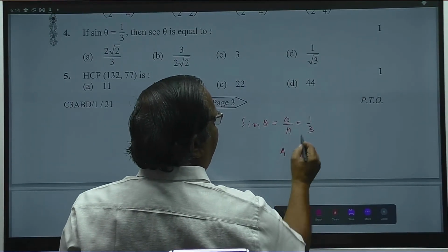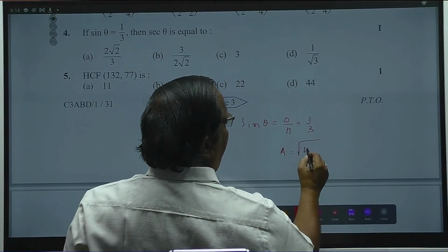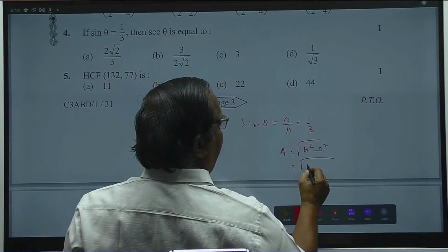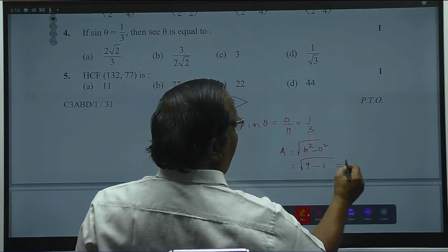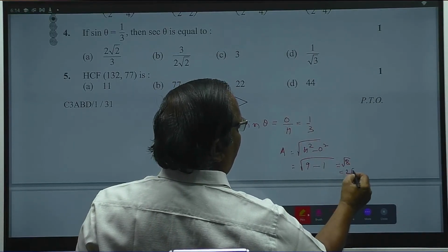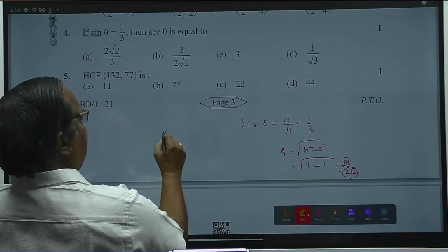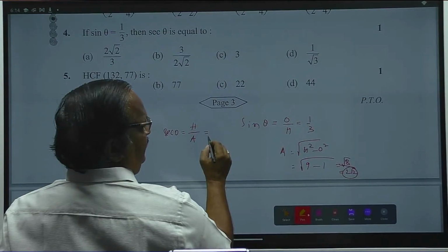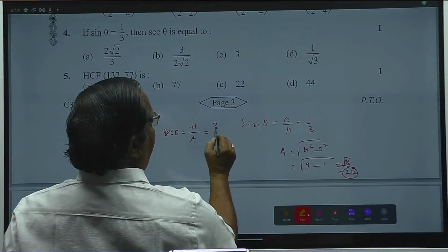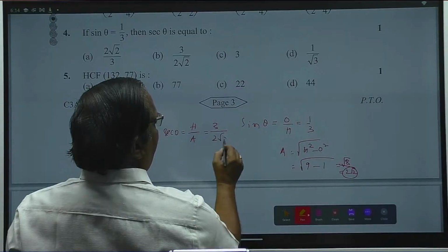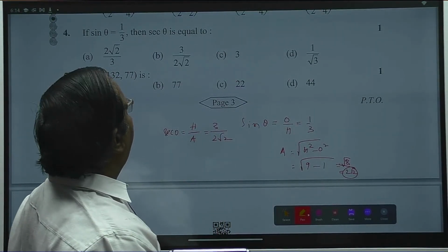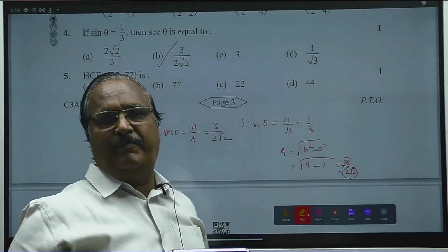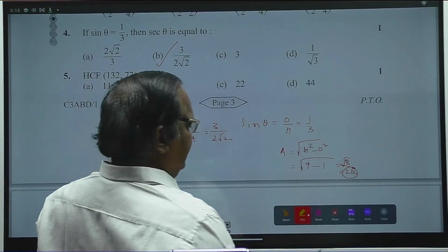So we need the adjacent, which is the square root of h square minus o square. So h is how much? 3, so 9 minus 1, 8. So this is 2 root 2. Therefore secant theta is equal to hypotenuse by adjacent side. Hypotenuse is 3 by adjacent side is 2 root 2. Okay. So B is the correct answer. This is a simple way, basic way. Okay, B is the correct answer.